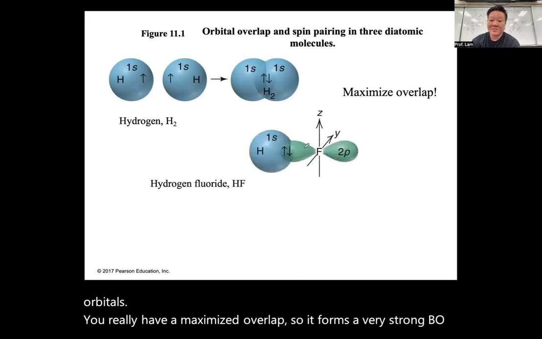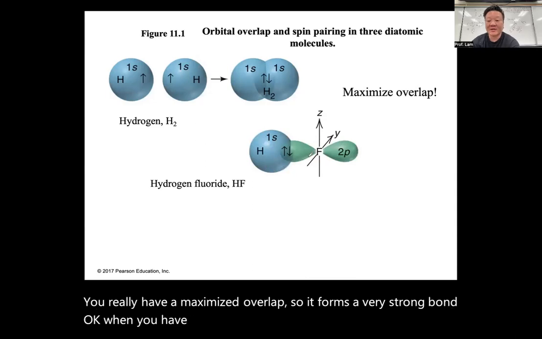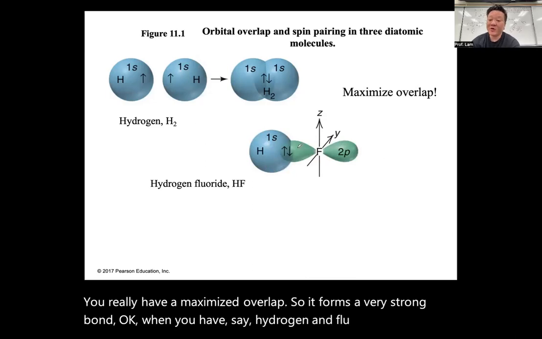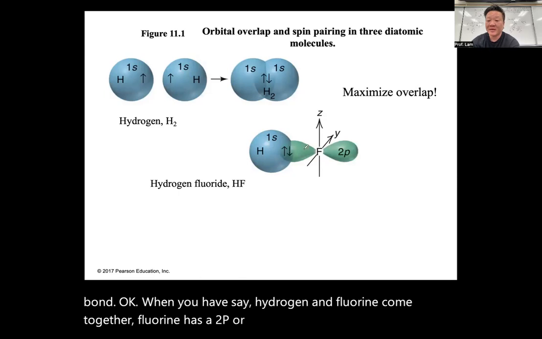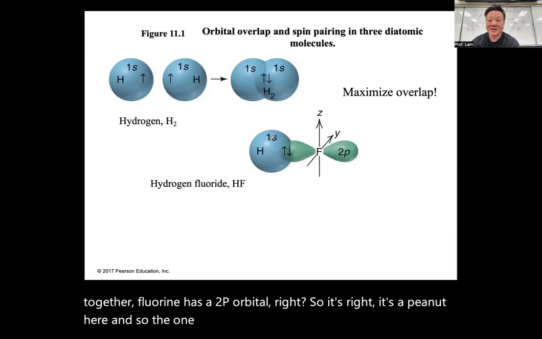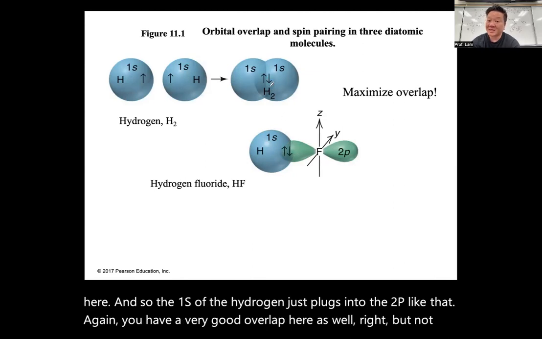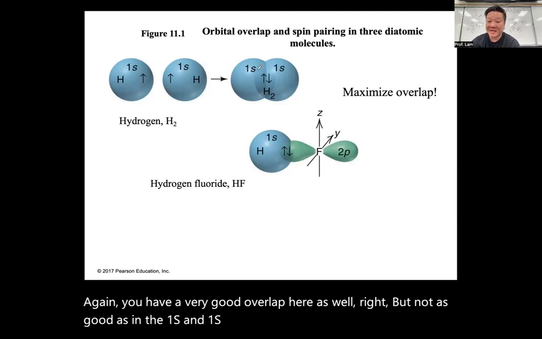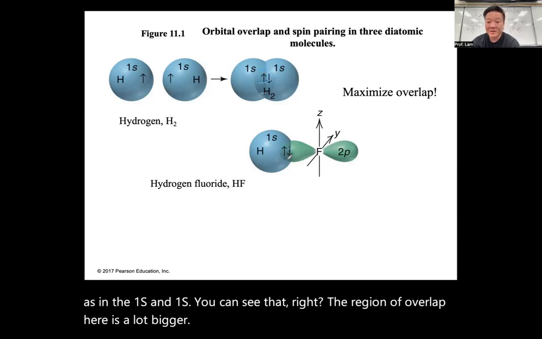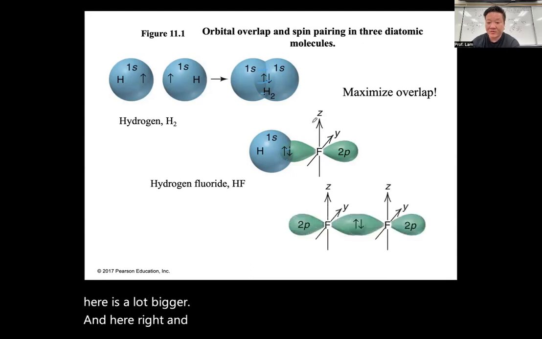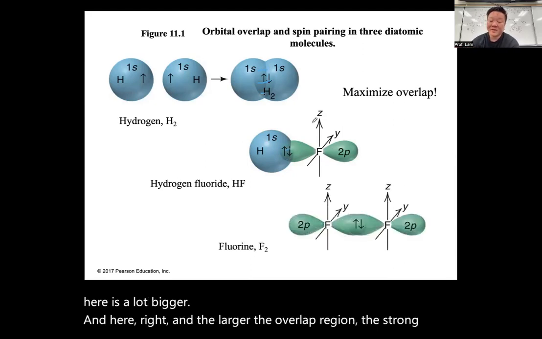Okay. When you have, say, hydrogen and fluorine come together, fluorine has a 2p orbital, right? So it's a peanut here. And so the 1s of the hydrogen just plugs into the 2p like that. Again, you have a very good overlap here as well, right? But not as good as in the 1s and 1s. You can see that, right? The region of overlap here is a lot bigger than here, right? And the larger the overlap region, the stronger the bond.